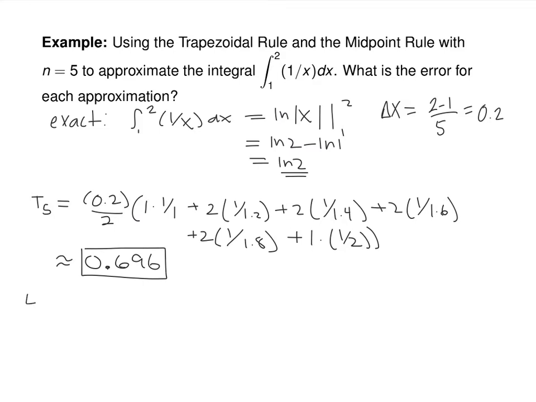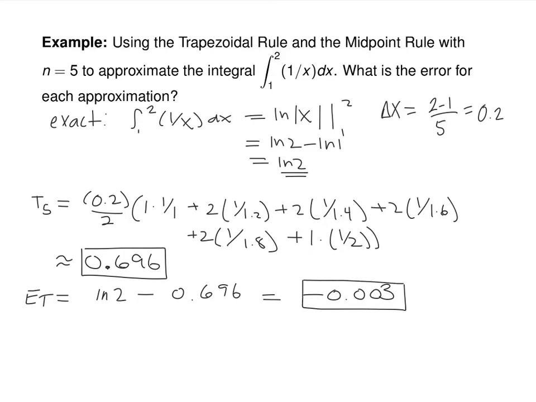And the error for that trapezoid rule will be given by ln2 minus 0.696, which is negative 0.003. So you're like, well, that's not so bad. Only 5 pieces and you're within 2 decimal places. Until you see how awesome the midpoint rule is. So there's the trapezoid rule.